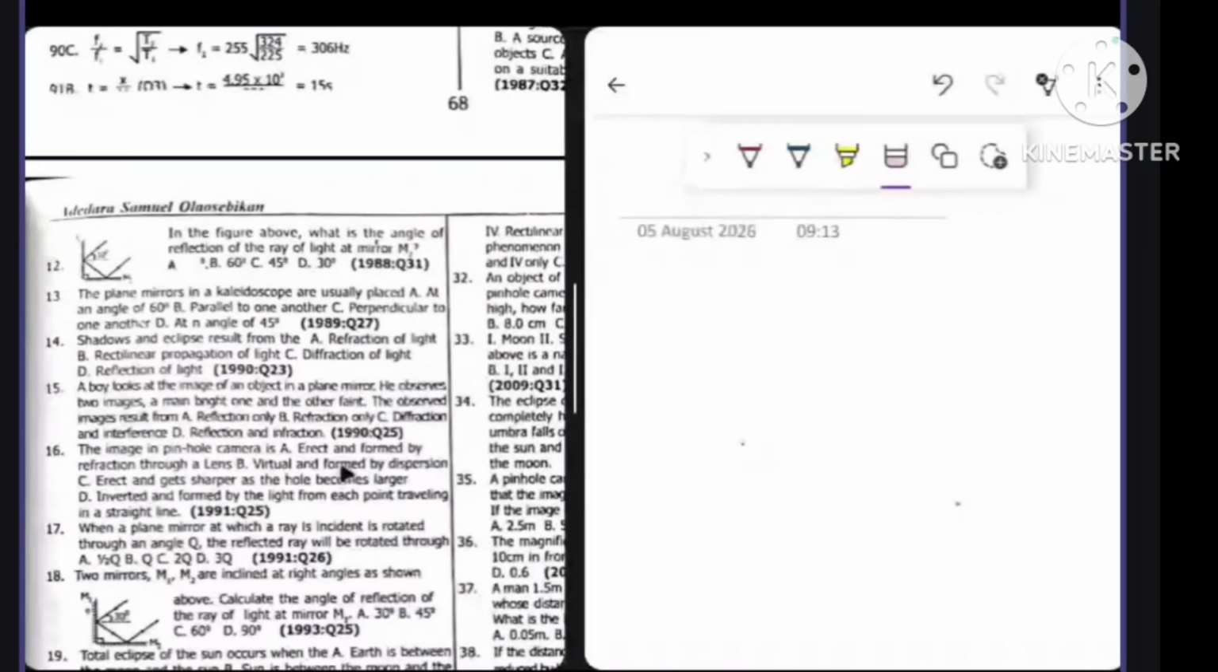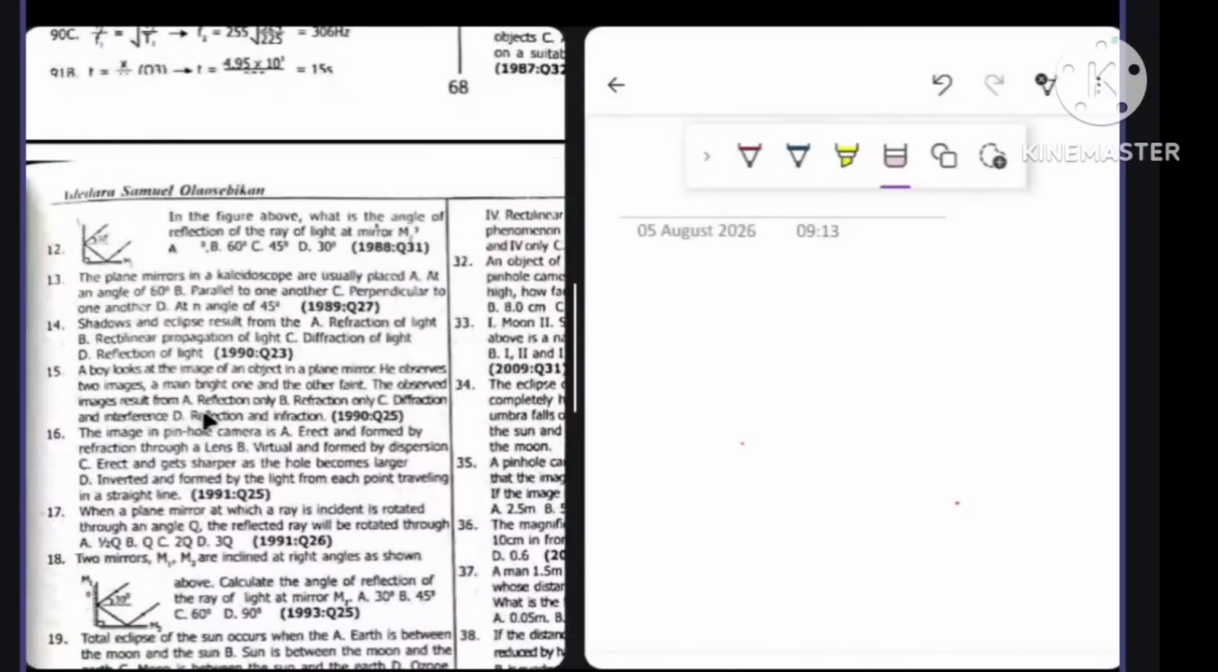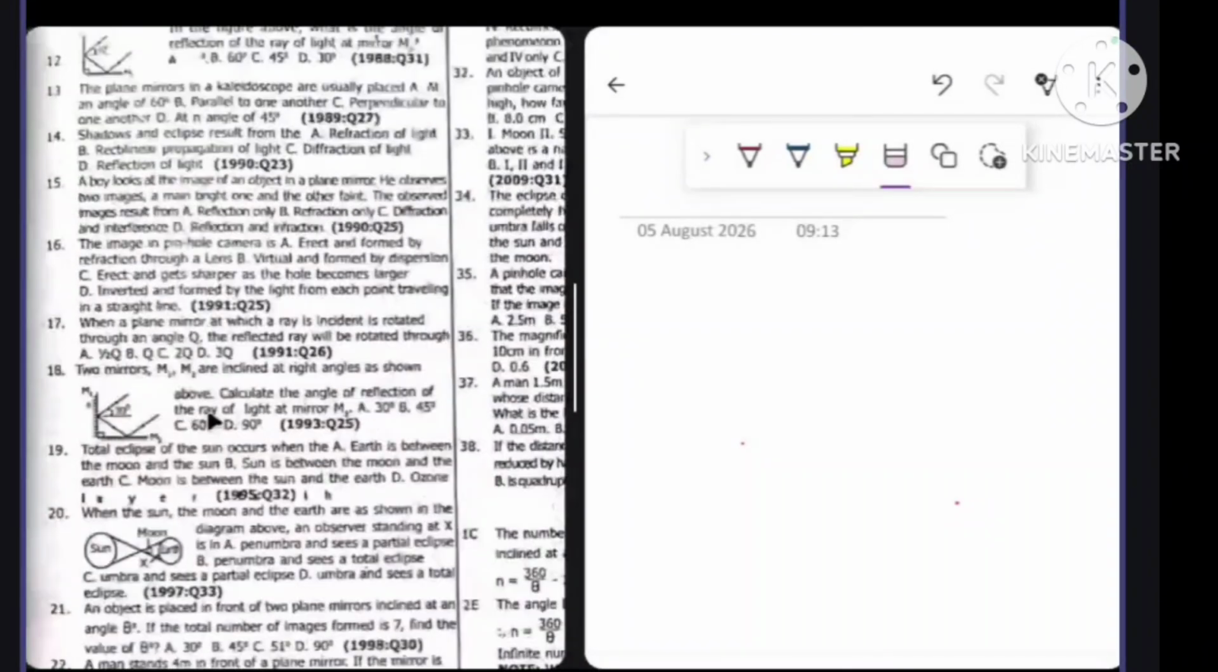A says it is erect. We know that it is not erect. In fact, we just drew the diagram now. It is not erect, so that is out. B says it is virtual. Now, a virtual image, like I said, cannot be captured on a screen. So the image cannot be virtual. C says it is erect, that disqualifies it, and D says inverted. So basically, that is just the answer.